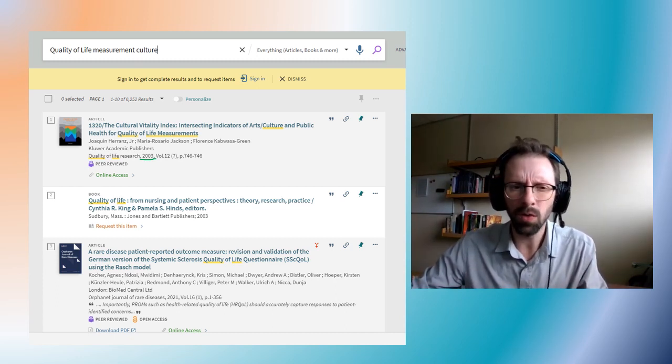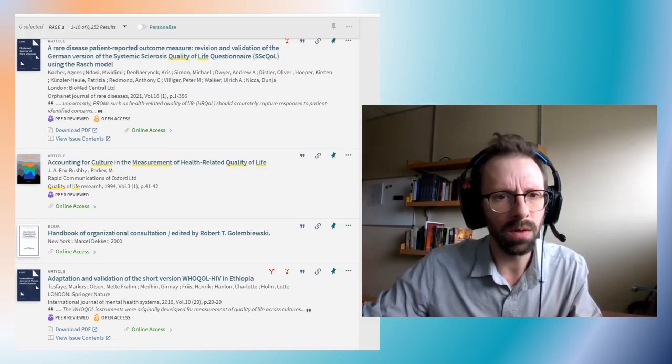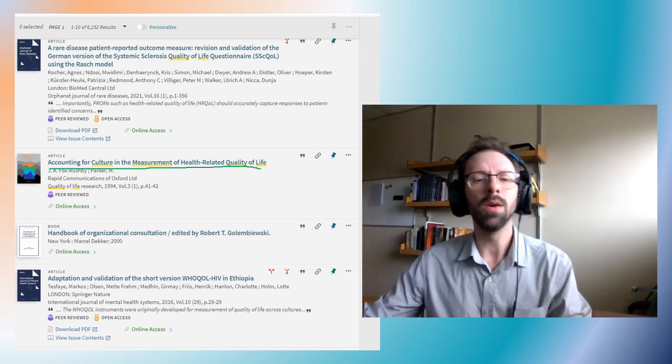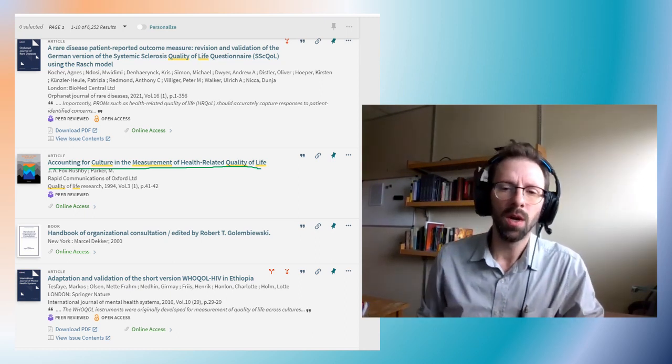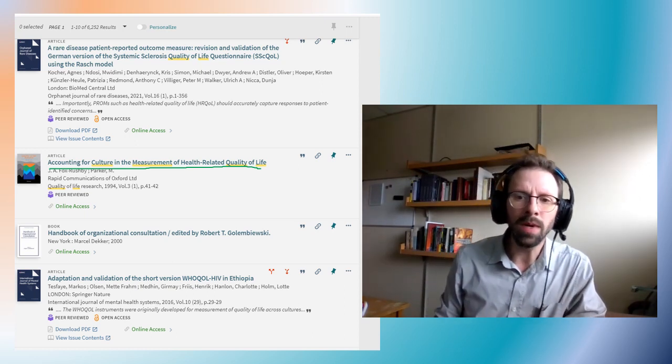I'm going to keep scrolling here. Here we see some stuff, accounting for culture in the measurement of health-related quality of life. Well, now that's really getting close to what I'm looking for here. So you can see that by refining the search, we can get more precise. This does not take long. It's like 3 minutes, right?